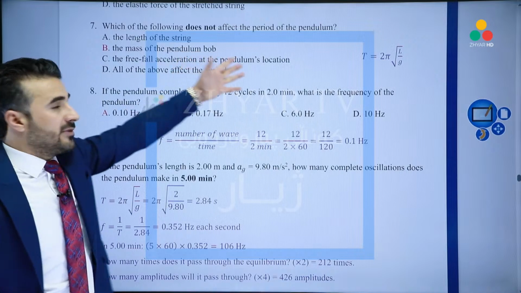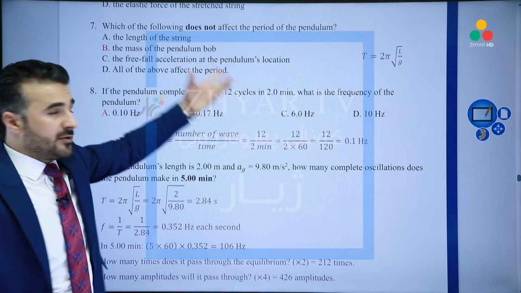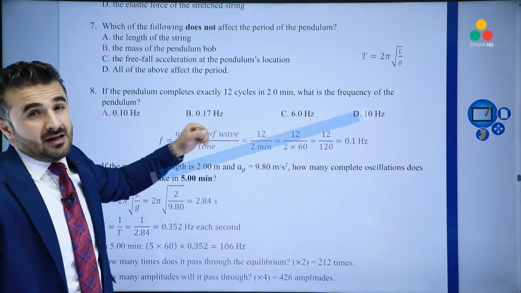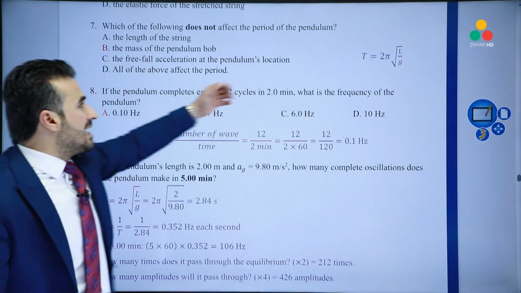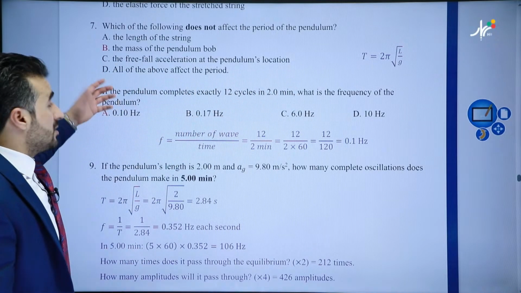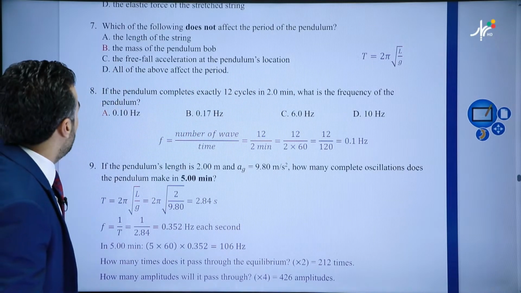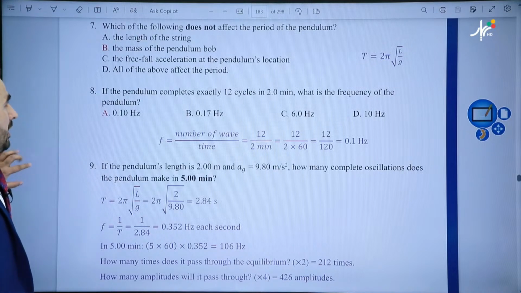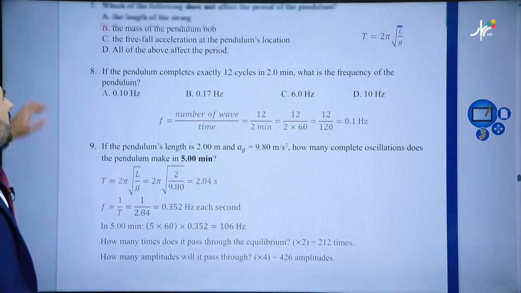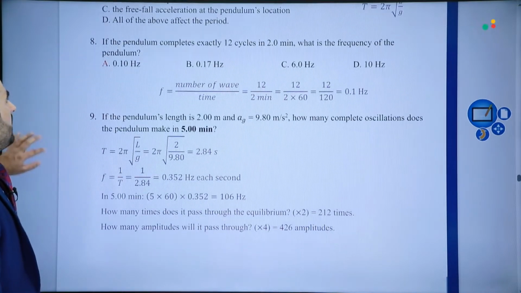The mass of the pendulum, there's no mass in the equation, so we can say the period will not be affected by the mass. The free fall acceleration, of course, it is in the equation, so it would affect that. All of the above is also incorrect. Okay, so the correct option here would be option B.